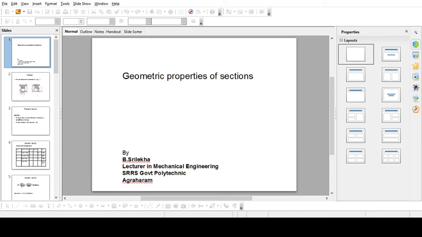Okay. Next, y bar is equal to the sum of a1 y1 minus a2 y2 by the sum of the areas a1 plus a2, that is equal to 11,94,000 by 17,276.54. So that is equal to 69.1 mm. So this is how you'll get the values. So this is all for today.